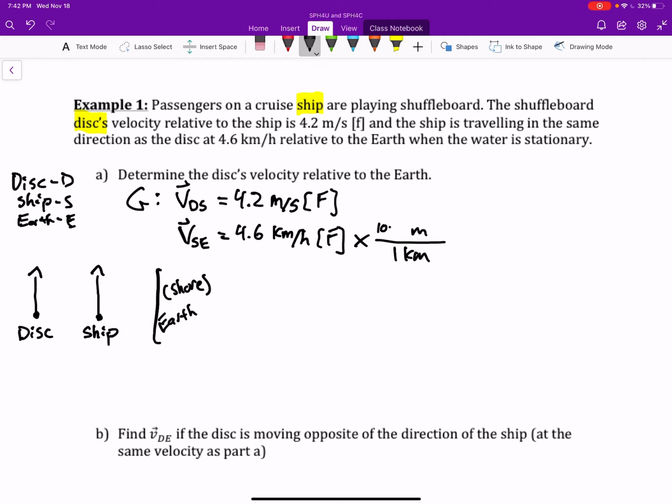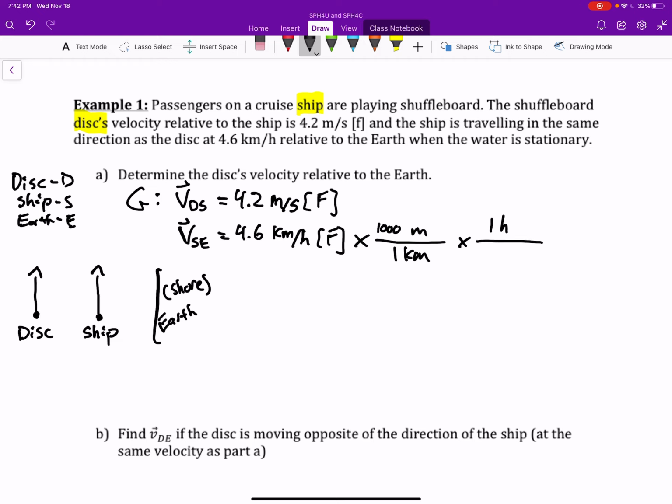There's 1,000 meters in a kilometer, but we need to also convert hours. So again, another conversion factor. In this case, they're going to be flipped because our desired units are going to be on the bottom. So we want to try and cancel that hour. So that means that we put our 1 hour in the numerator.